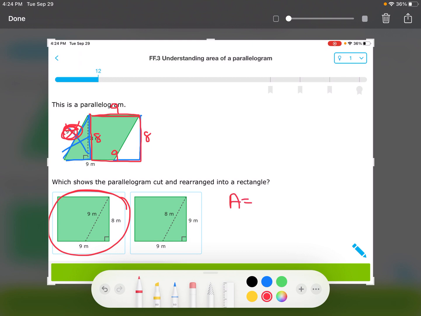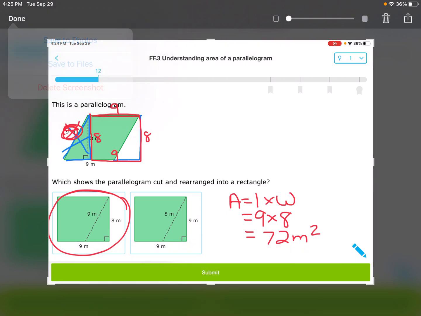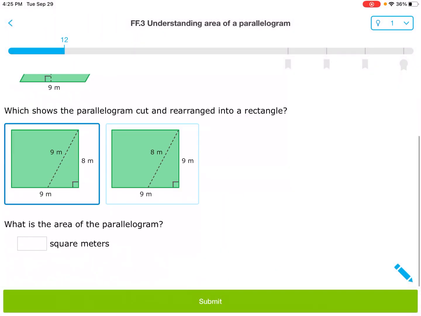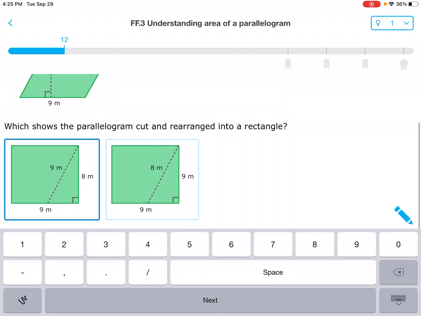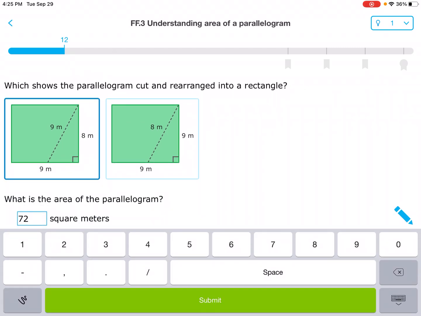And then to find area, I'm going to do length times width. So 9 times 8, and that's going to give me 72 square meters. So when I go back in, I'm going to select our first option, and then I'm going to enter 72 square meters.